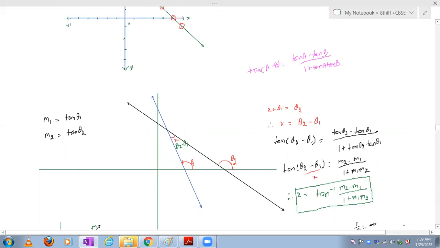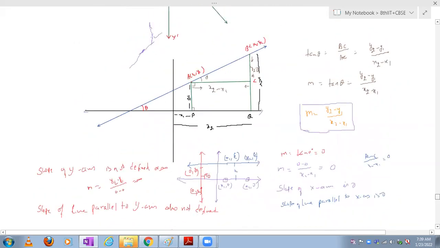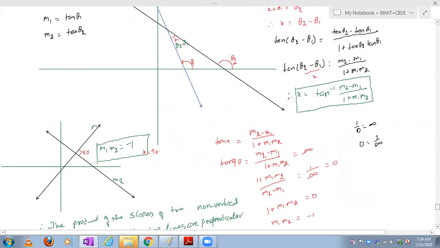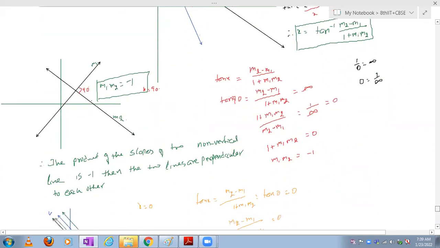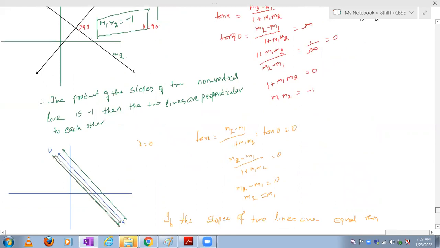If two lines are perpendicular to each other, the angle is 90 degrees, and the value of tan 90 degrees is infinity. That means 1 plus m1 m2 is equal to 0. Since 1 plus m1 m2 is 0, the product of the slopes of non-vertical lines is minus 1. Then the two lines are perpendicular to each other.